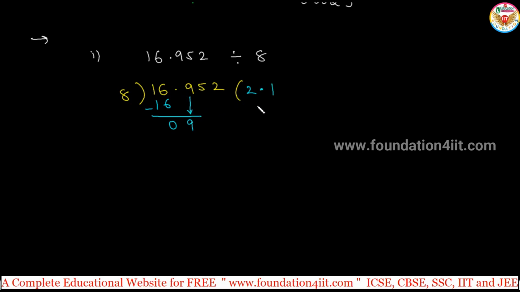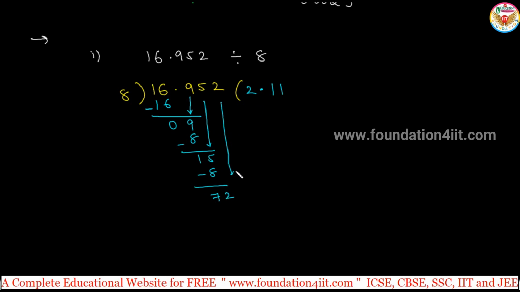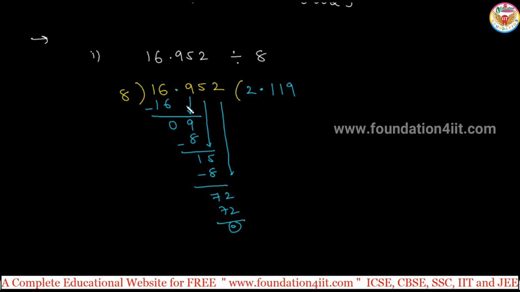9 it is. So 8 times 1 is 8. 1, 5. Right, same. 8 times 1 is 8. Subtract, 7. Next place is the 2. So 8 9s are 72. 0. Only thing is, when you take the digits after the point, keep the point here also in the quotient place. Right? Any example? Let us see one more example.